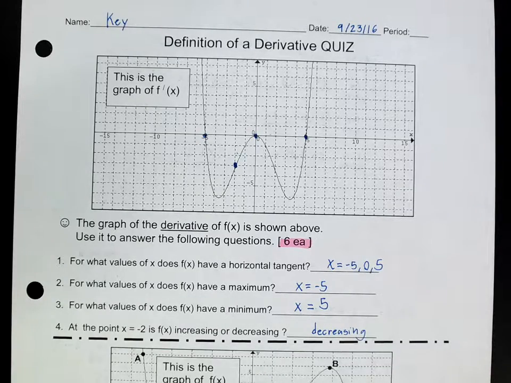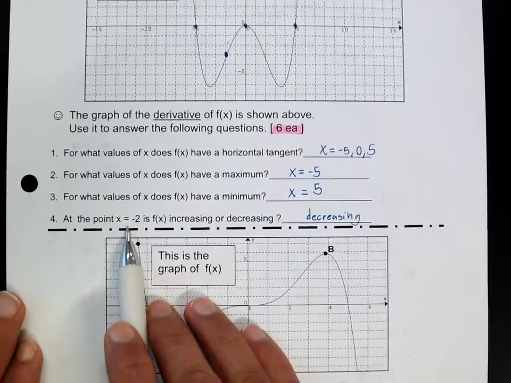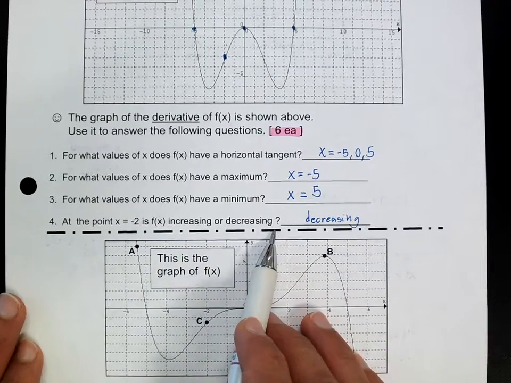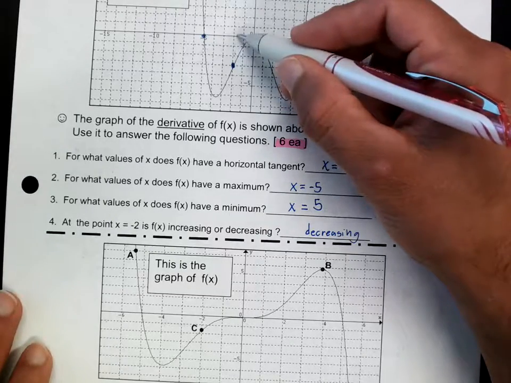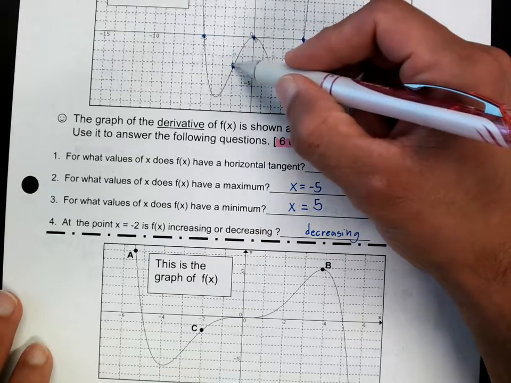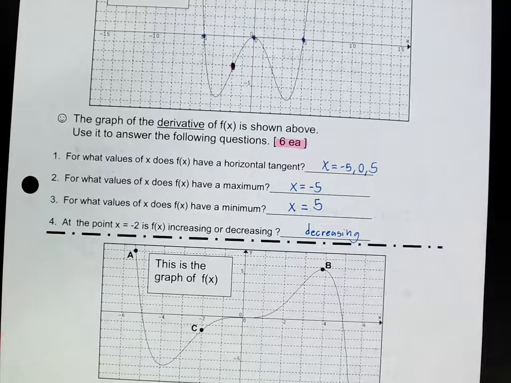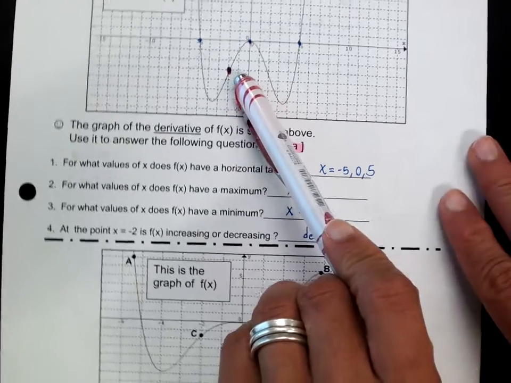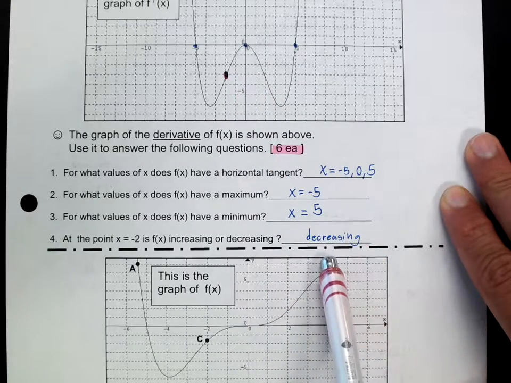Now, the very last question on here is asking, at the point x equal to negative 2, is f of x increasing or decreasing? What you do, if you have the derivative graph, is go to that x equal to negative 2 value and see where the curve is. The curve is down here. Remember, below the x-axis, all those derivatives are negative. So if my point on the derivative is located here, the y-coordinate is telling me that this is a negative derivative, which means that f of x is decreasing.